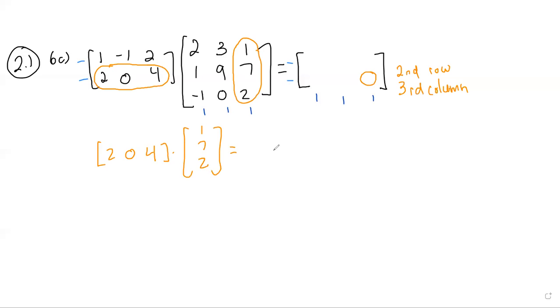And so what we do is multiply the first entry by the first entry. So 2 by 1 plus the second entry 0 by the second entry 7 plus the final entry 4 by the corresponding entry in the column, 2. And yeah, we just kind of work this out. So I'm going to get 2 plus 0 plus 8 is 10. And that is going to be our entry for that place right there.